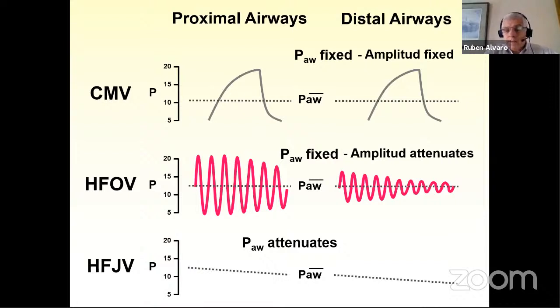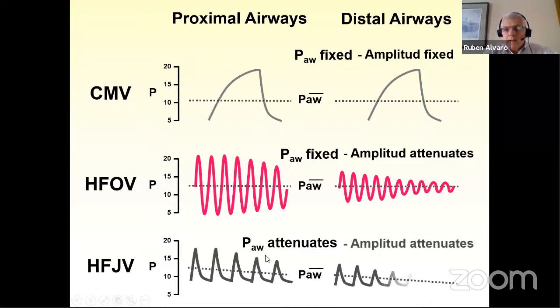Now I'll explain why the minimal pressure is attenuated in the jet. In contrast with the oscillator, these oscillations do not alter minimal pressure because they cancel each other. You have positive oscillations and negative oscillations. They are the same size, so they cancel each other. So the minimal pressure doesn't change. However, on the jet ventilator, they are not negative pressure. All the oscillations are positive. So all these oscillations will actually add a little bit of pressure to the minimal pressure.